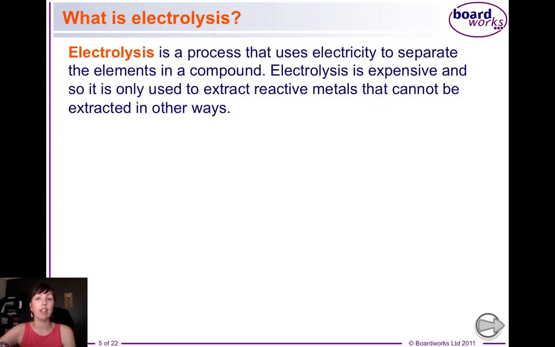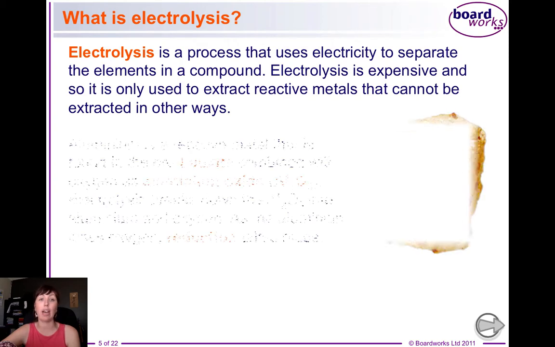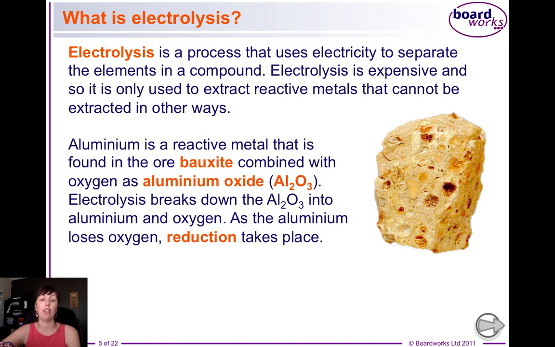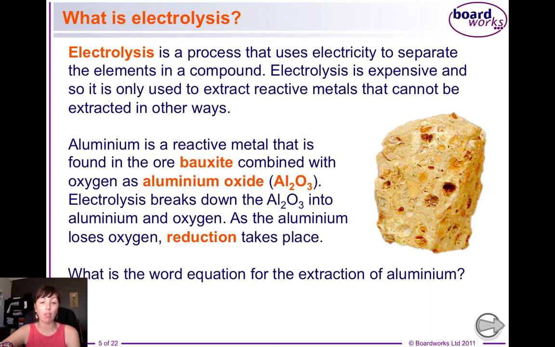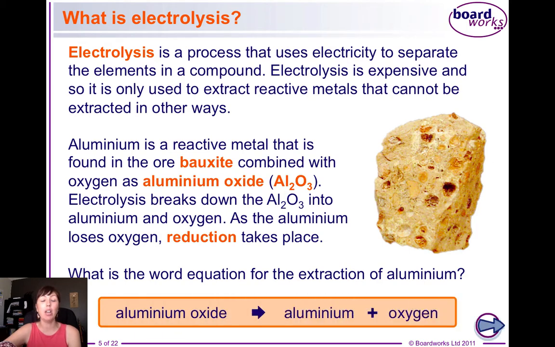All right, so what is electrolysis? It's the process that uses electricity to separate the elements in a compound. Electrolysis is expensive because it takes a lot of energy to run the electrolytic cell, so it can only be used to extract reactive metals that cannot be extracted by other means. Aluminum is a good example of this. It's a very reactive metal that is found in the ore bauxite, and it's combined with oxygen as aluminum oxide, Al2O3. Electrolysis breaks down the Al2O3 into aluminum and oxygen. As the aluminum loses oxygen, reduction is taking place. So what is the word equation for the extraction of aluminum? Aluminum oxide yields aluminum plus oxygen.